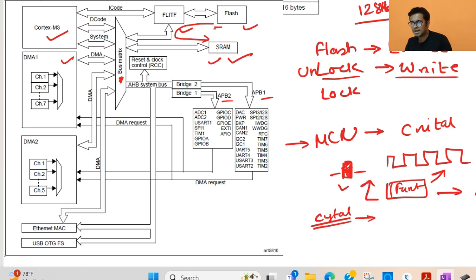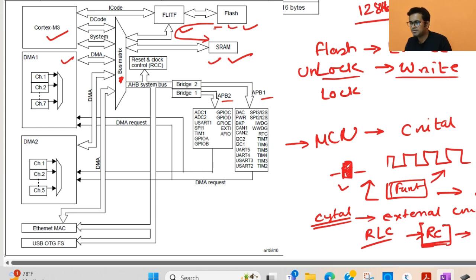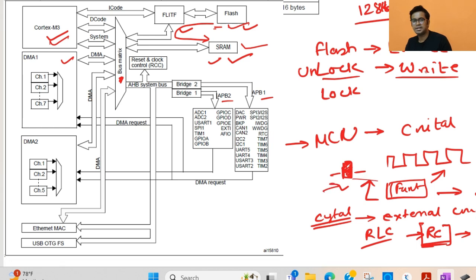Some microcontrollers may have a crystal oscillator. We call it an external crystal, or we can have an RLC circuit, or we can have a capacitive RC circuit. Mostly the RC circuit is inbuilt, so internal oscillations will be generated by an RC circuit. Based on that, the oscillations will be carried out. So I hope this is clear, that every microcontroller will have a flash, an SRAM, a controller, and the bus which is connecting them. And then you have a crystal oscillator that will be generating the pulse that will enable the microcontroller to work.